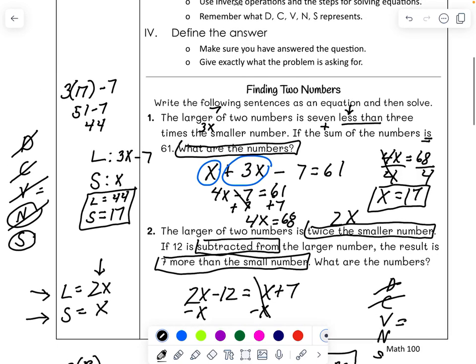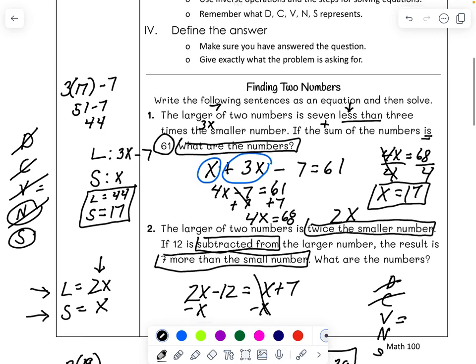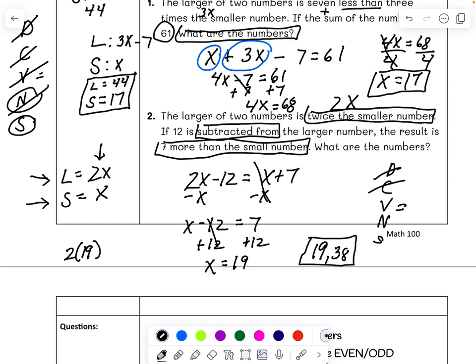So in the first question, they gave us the sum of the numbers, right? In the second question, we had to put our two values equal to each other. Little nuance in the way that it was written.